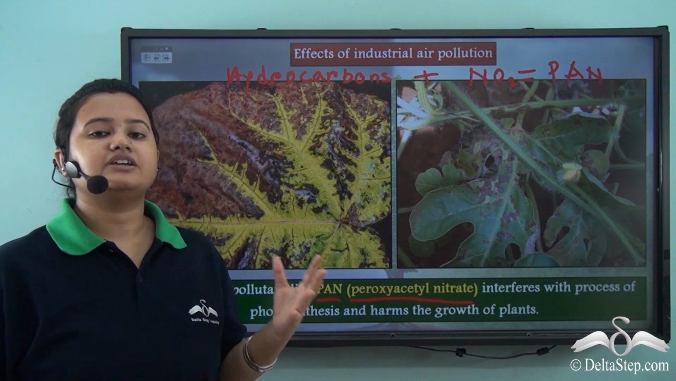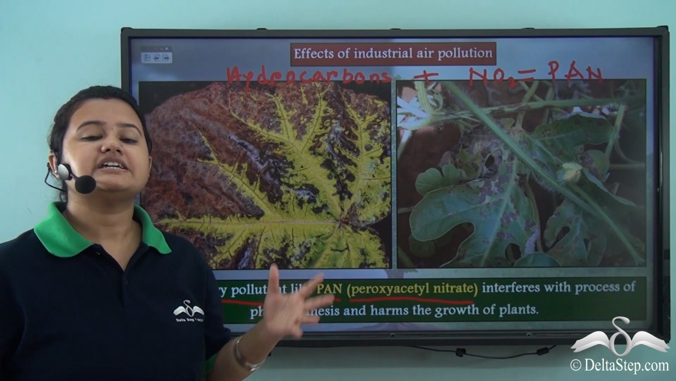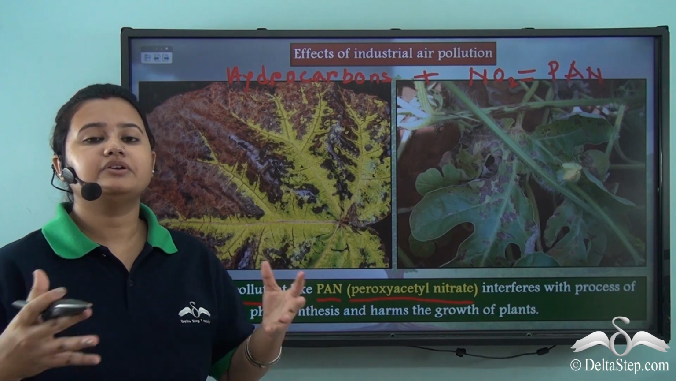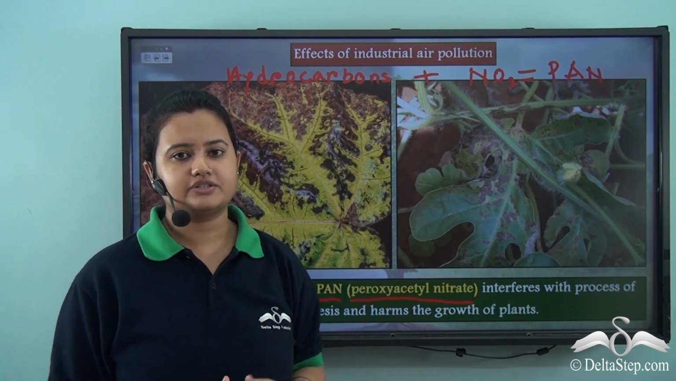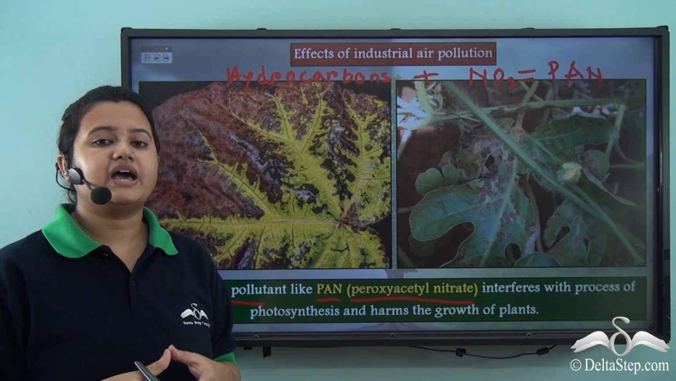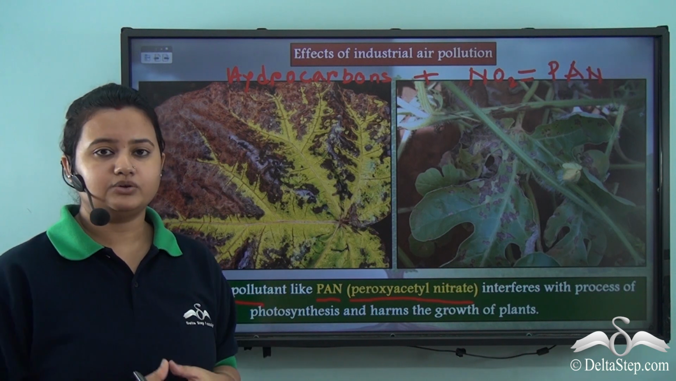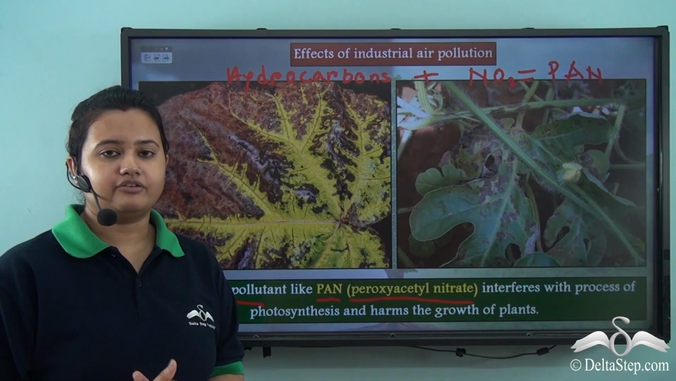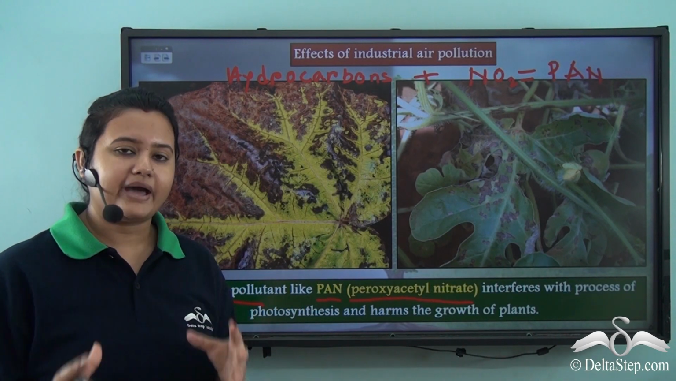Now PAN, as I just mentioned, is a secondary pollutant. That is, it is produced due to a chemical reaction between primary pollutants like hydrocarbons and nitrogen dioxide. Now, PAN produced as a secondary air pollutant also leads to air pollution, and it also has detrimental effects on the environment. Let us now discuss the harmful effects of PAN.